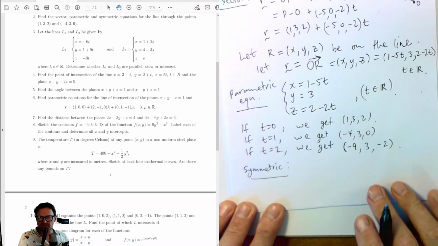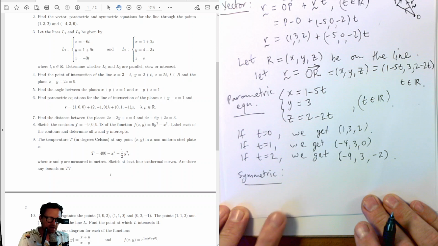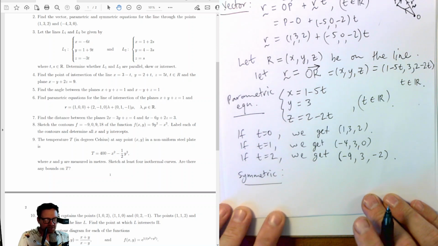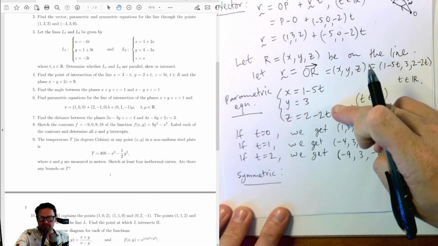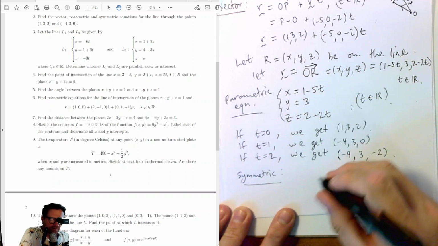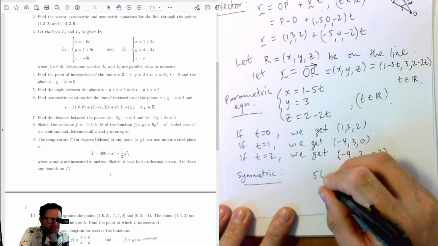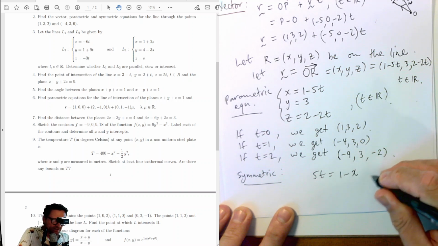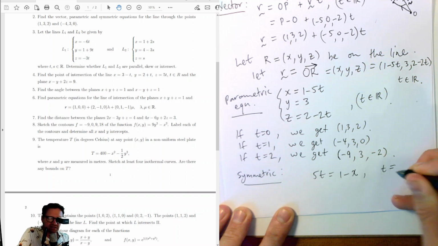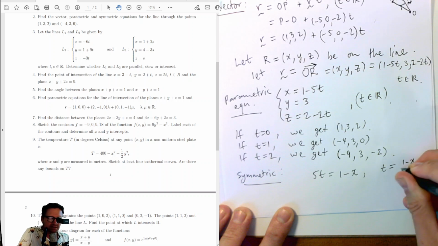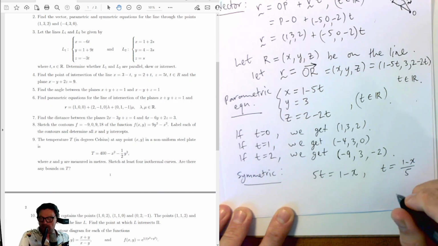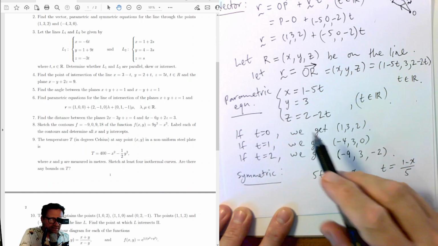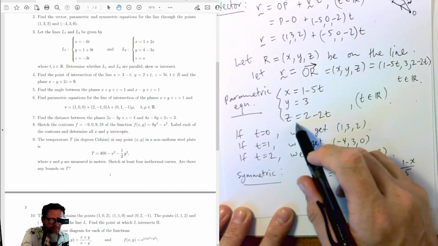So to write the symmetric equation of the line, what we want to do is take these equations and eliminate t from them. So we'll write 5t is equal to 1 minus x, and then solving that for t, we've got t equals (1 minus x) all over 5.